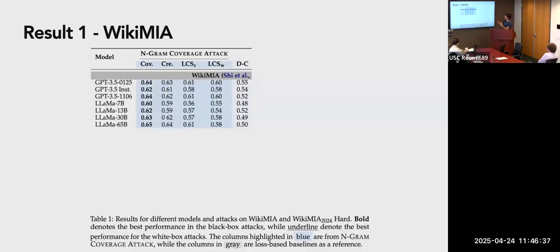And what do our columns indicate? The first four columns are different similarity metrics of our n-gram coverage attack. So COV is coverage. We also have creativity. LCS is longest common substring. And we can do this both at the character level, which is denoted C, and the word level, W. And then DC is DeCop. That's the other black box baseline. These are all AUC numbers.